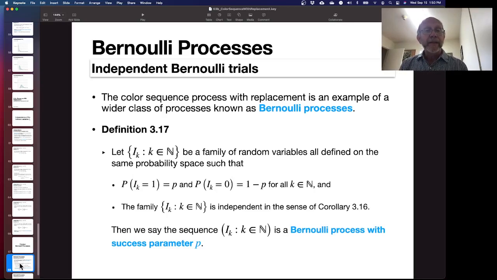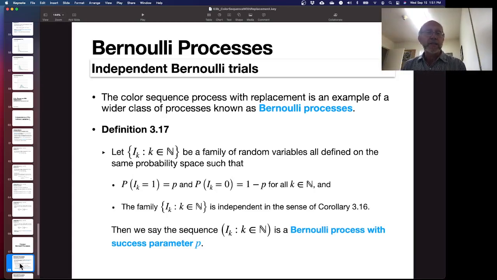That is, the indicator variables I sub k, indexed over all positive integers k, have the property that the probability that I sub k is 1 is equal to this certain number p, and the probability that I sub k is 0 is equal to 1 minus p. So I sub k takes on values of 0 and 1, and the probability of a 1 is p, and the probability of a 0 is 1 minus p. And that's true for all k. So the probability p we're going to still continue to call the success probability, and that doesn't depend on k.